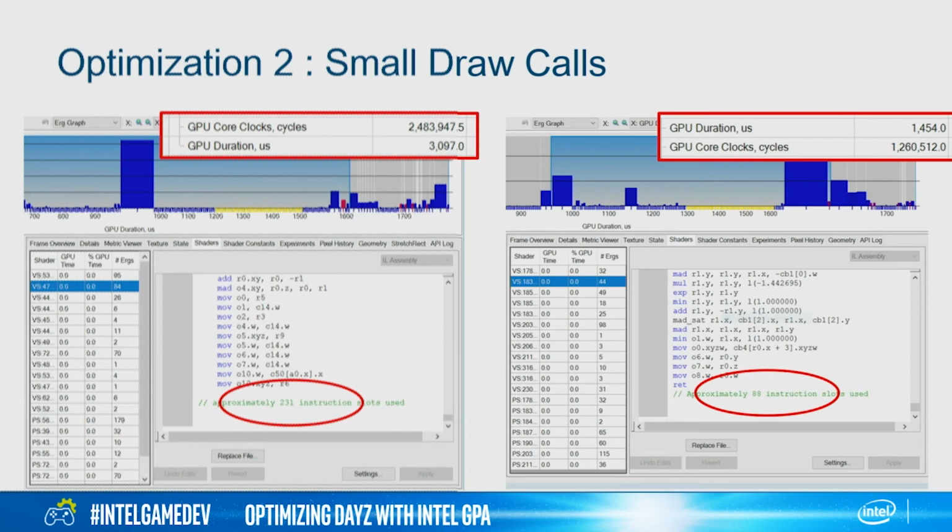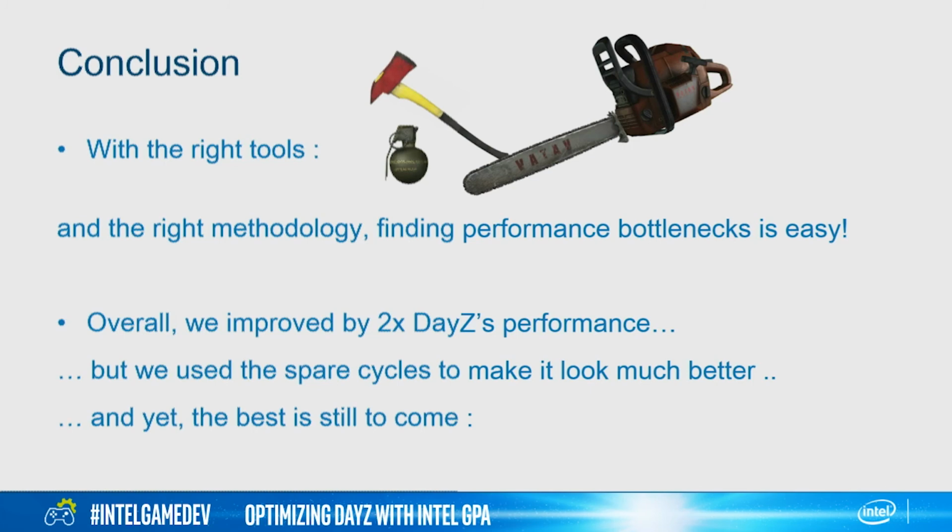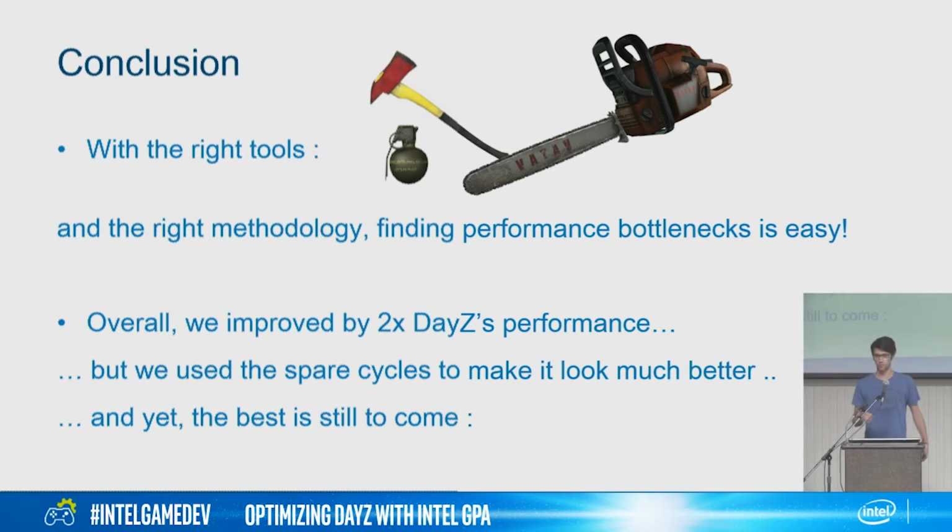Okay, so in conclusion, with the right tools and looking at metrics, we can easily figure out where our bottlenecks are, right? At the end of the day, DayZ's performance was increased by 2x, but sometimes when you're increasing performance, your goal isn't just to get frame rates back, but to enhance the visual fidelity of the game. And that's what DayZ chose to do, right? They took that extra headroom they had, and now they made the game look better by adding more models, more vertices, higher resolution textures, things that looked better. That way they could get the visual effects that they wanted.